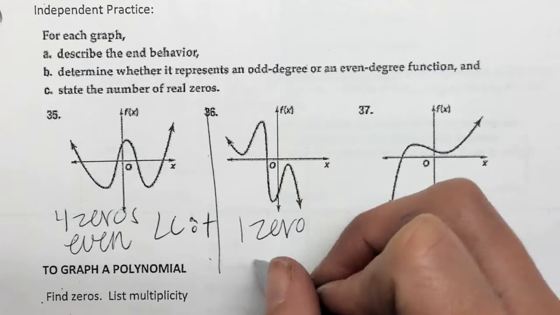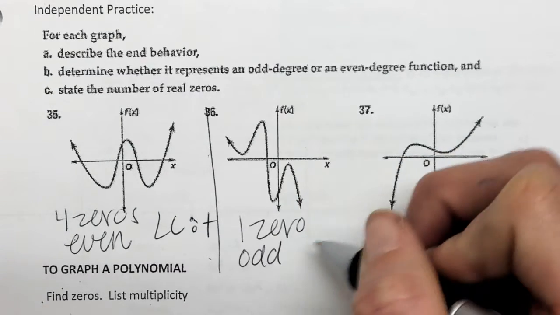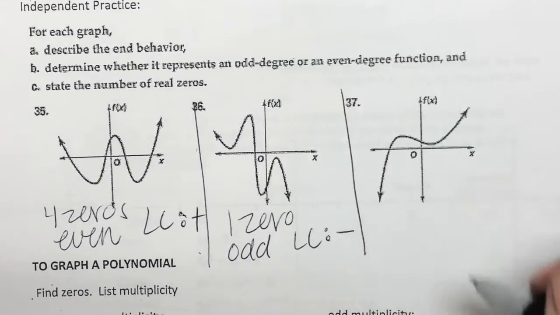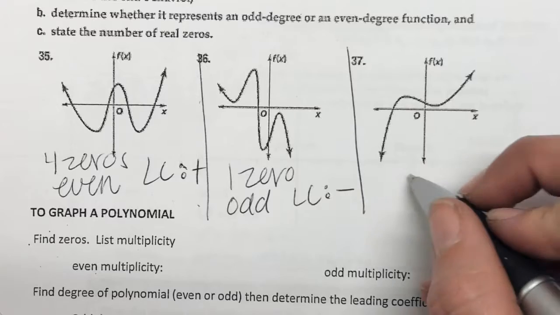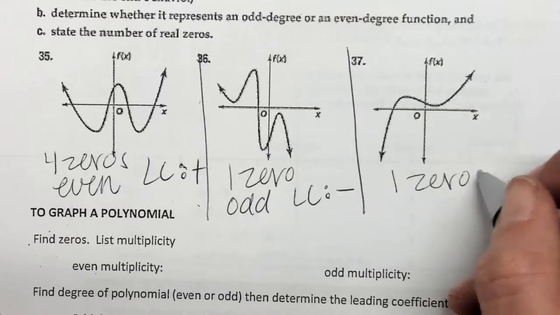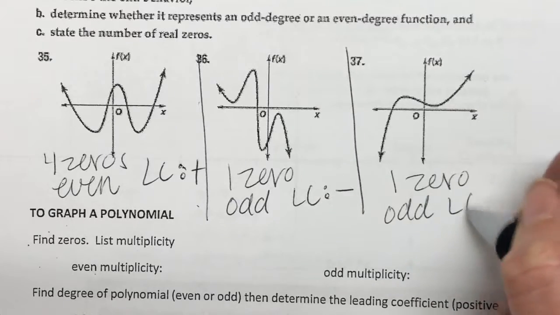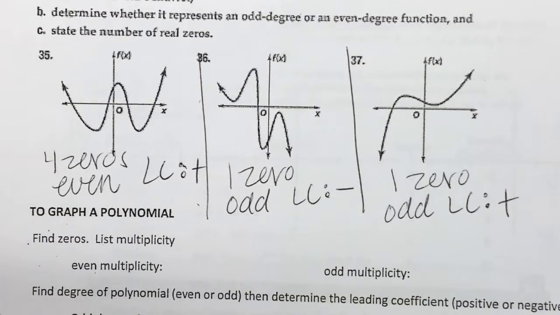1. Libby, even or odd? Odd. Very good. Jana, leading coefficient? Very good. Caleb with a C, how many zeros? 1. Felix, odd or even? And Jenna, leading coefficient. Very good. So everybody's good with those.